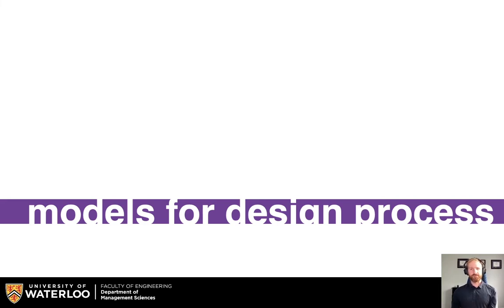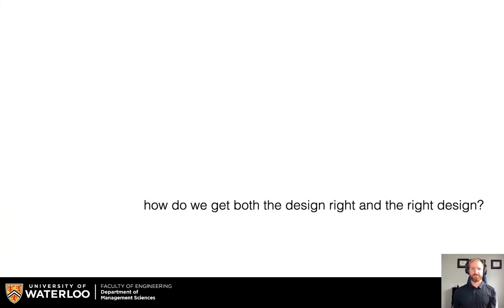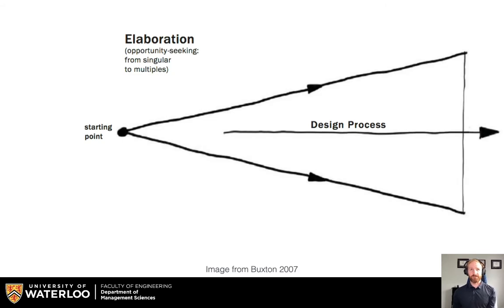Let's talk about models for design process. Specifically, how do we get both the design right and the right design? The answer is funnels. This is one funnel. It's an elaboration step. You start with an idea, and then you need to generate lots of ideas. This is where you sample that design space, that solution space, through brainstorming, ideation, iteration, etc.